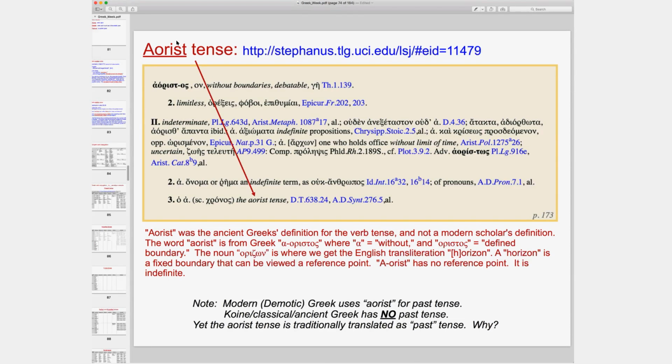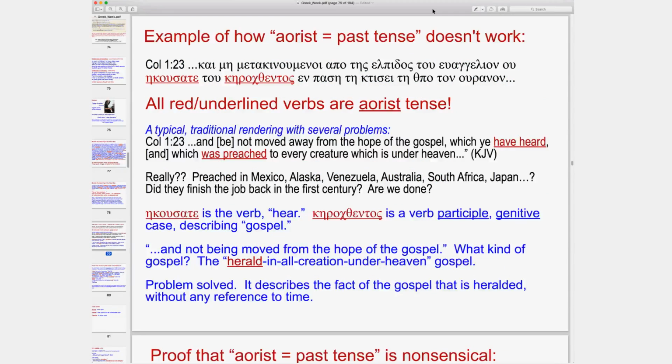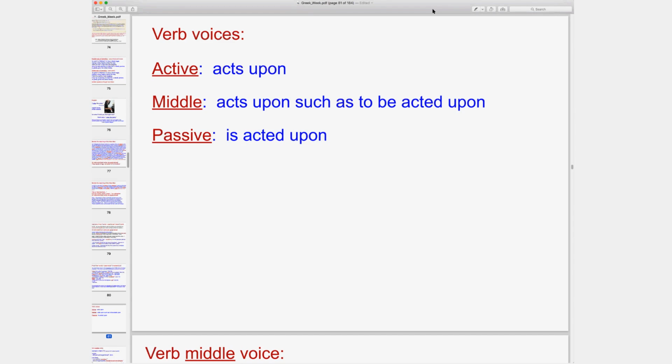But I had to spend extra time on these things because, again, aorist tense does not exist in English. Neither does the imperfect. Okay, so let's go down to where we were. Verb voices. Active, acts upon. Passive is acted upon. We know that from English. But there's a middle voice, which is acts upon such as to be acted upon. So it's both. It's not in the middle, actually. It's both at the same time.